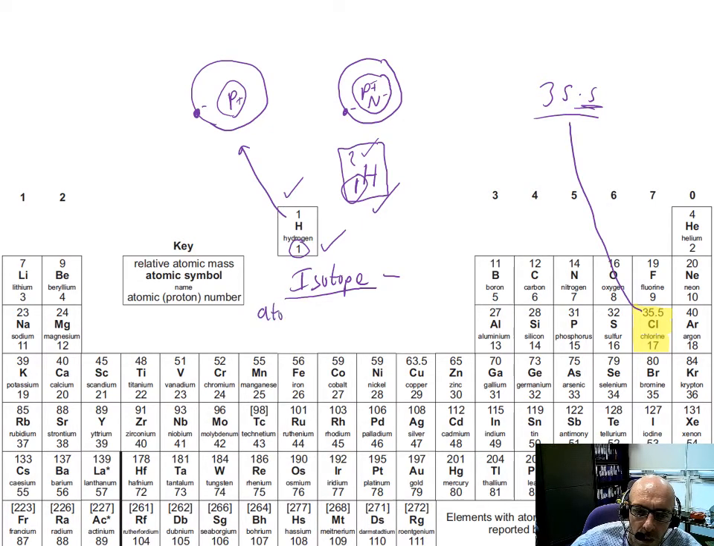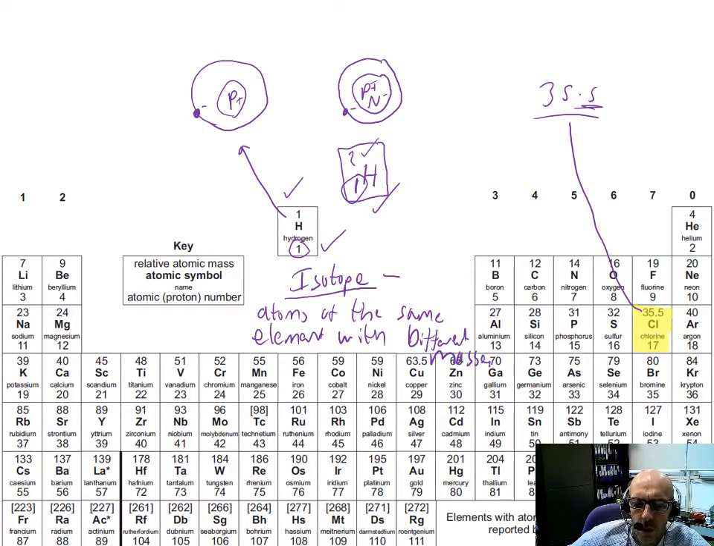atoms of the same element, because this is a periodic table of the elements. The elements are all these different atoms that exist. Atoms of the same element with different masses.